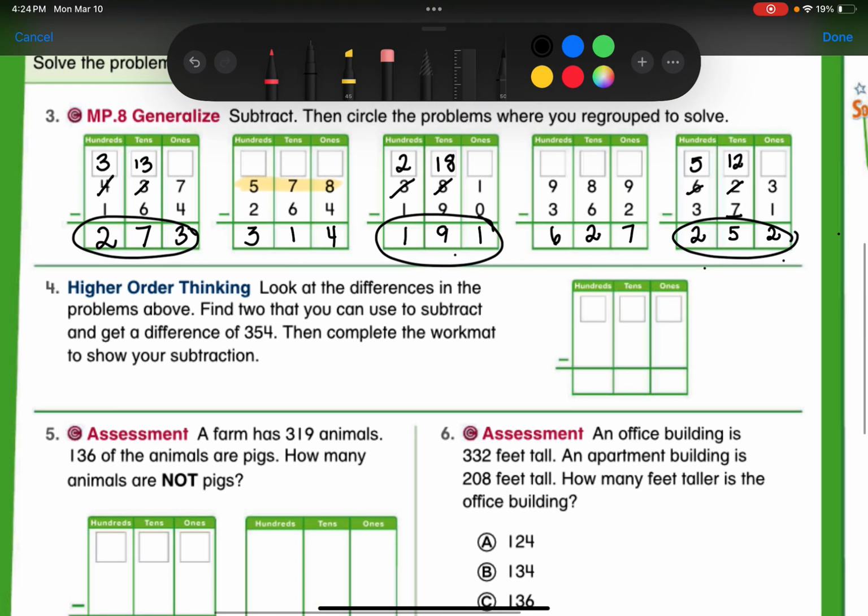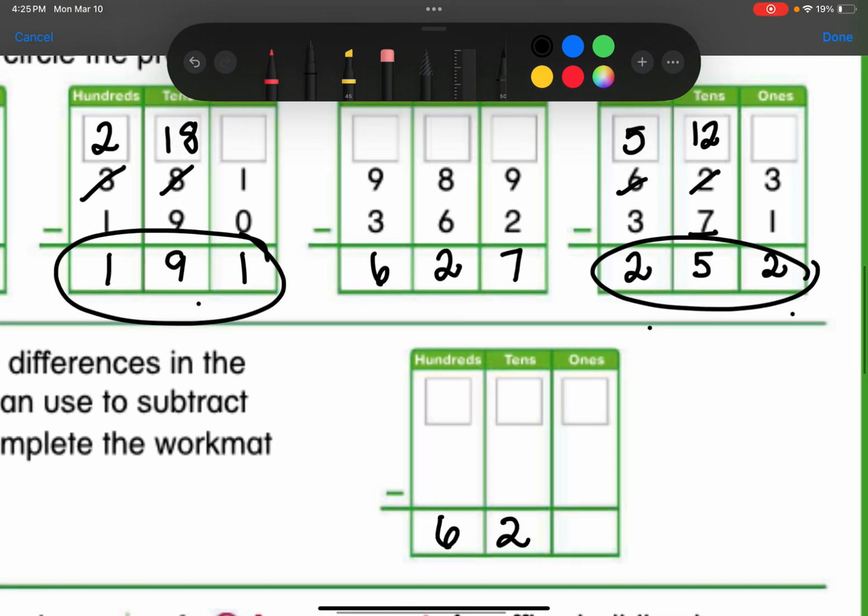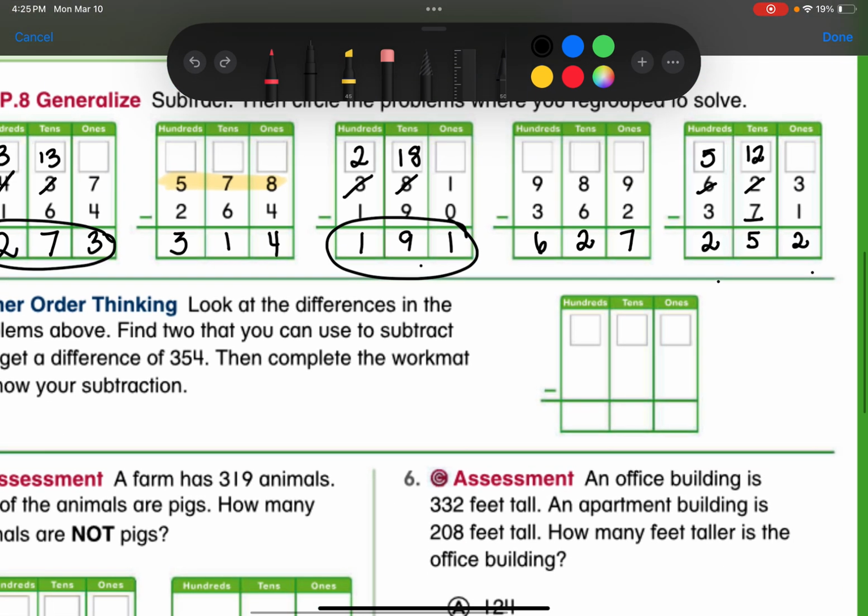Let's go to number 4, higher order thinking. Look at the differences in the problems above. Find 2 that you can use to subtract and get the difference of 354. Then complete the work mat to show your subtraction. So we are going to find 2 differences that equal 354. I'm going to start with just putting the difference down here of 620, or no. We're going to put the difference of 354 on the bottom because that's what I'm looking for.